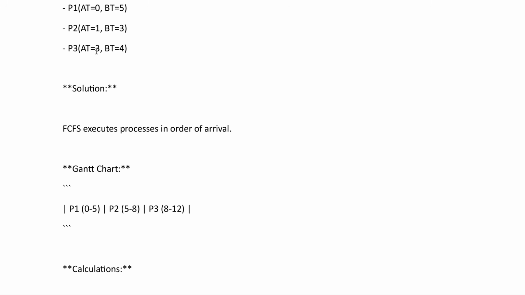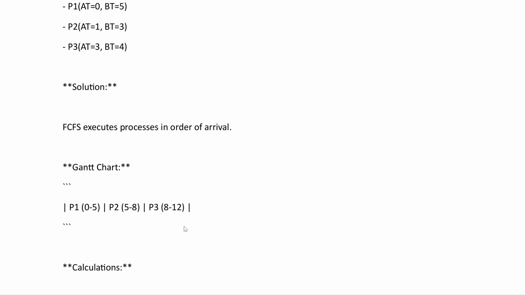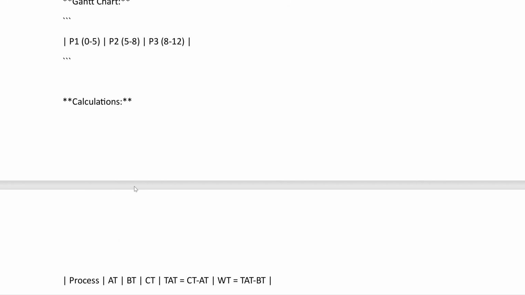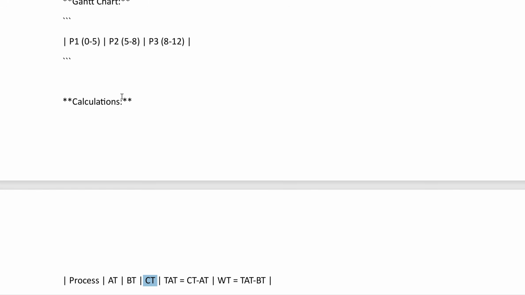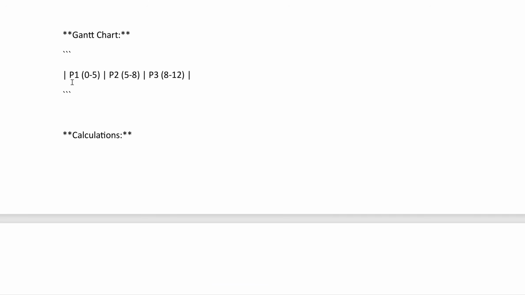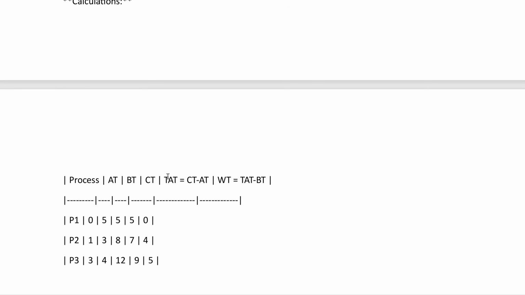Then P3 will be executed because it arrives at arrival time 3, and 8 plus its burst time of 4 is 12. So P3 will complete its execution at 12 units of time. Now we can easily compute the rest. Arrival time is known to us, burst time is also given to us. Completion time we can already see from here. P1 completion time is 5, P2 completion time is 8, P3 completion time is 12.